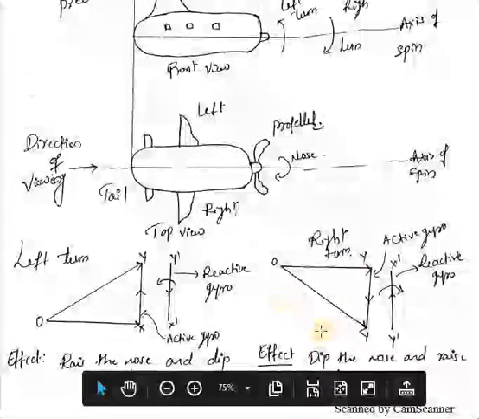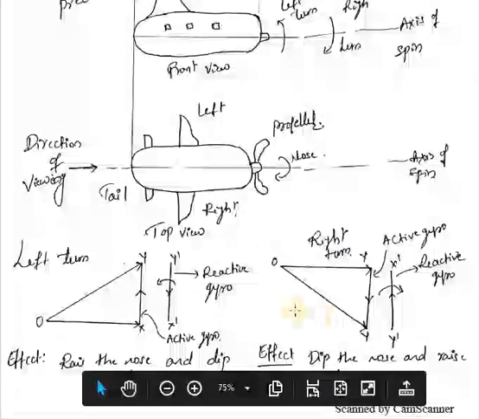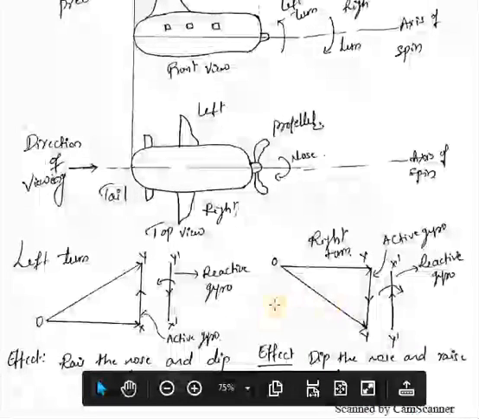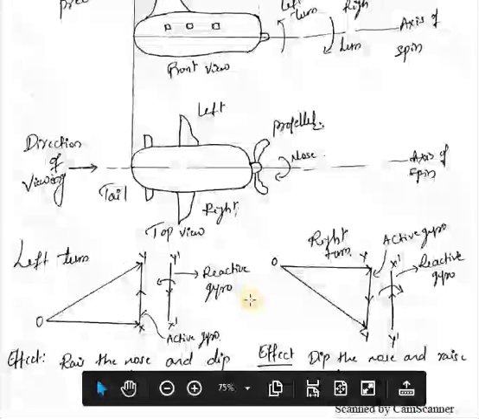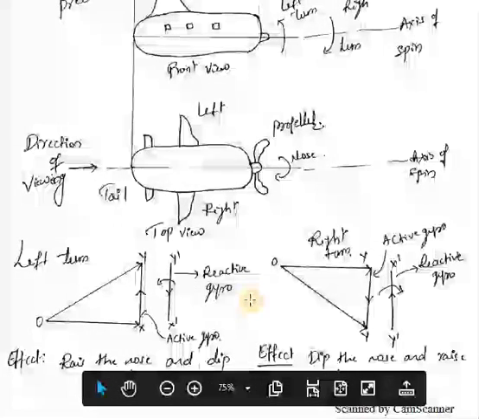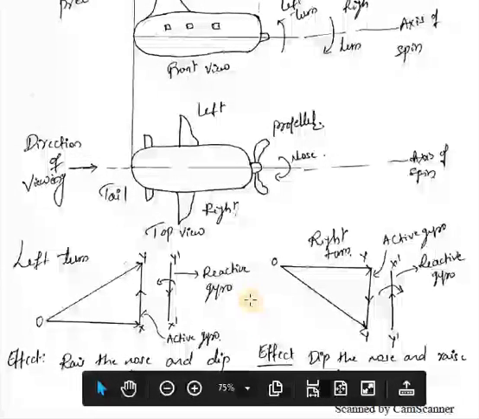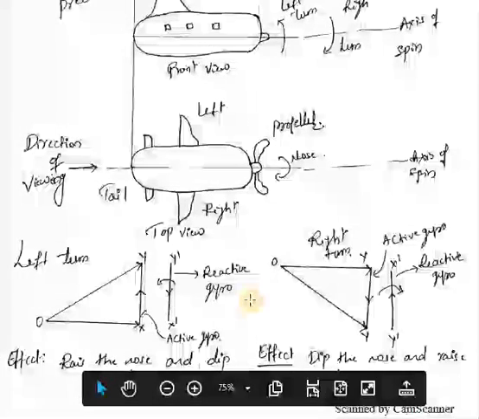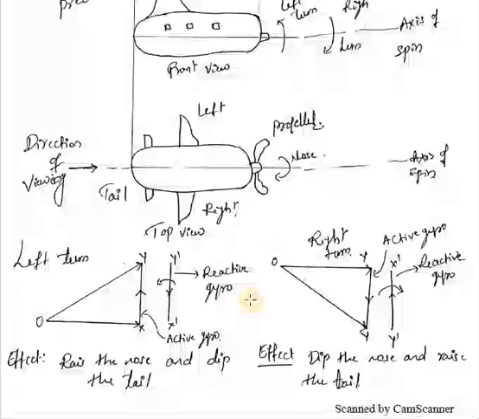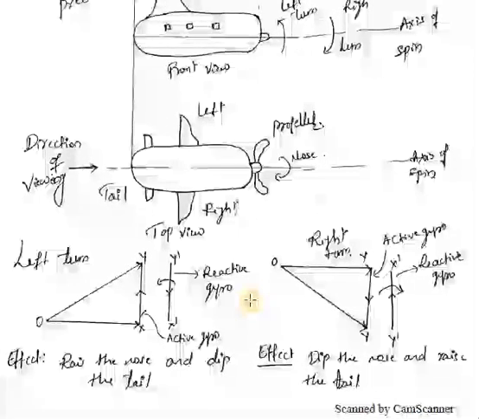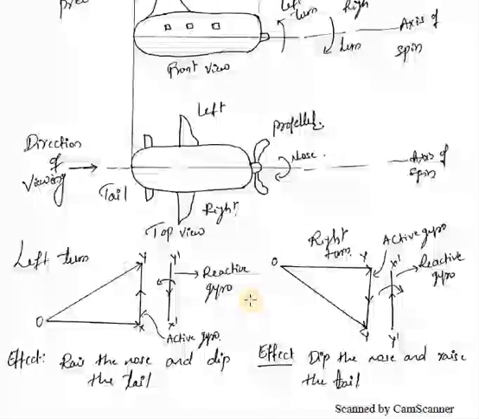So only the effect of the gyro couple on the aircraft will change here. That is, if it is taking the right turn when the rotor is rotating clockwise when viewed from the tail end, it will raise the nose and dip the tail. But instead of left, if it takes a right turn, it will dip the nose and raise the tail.